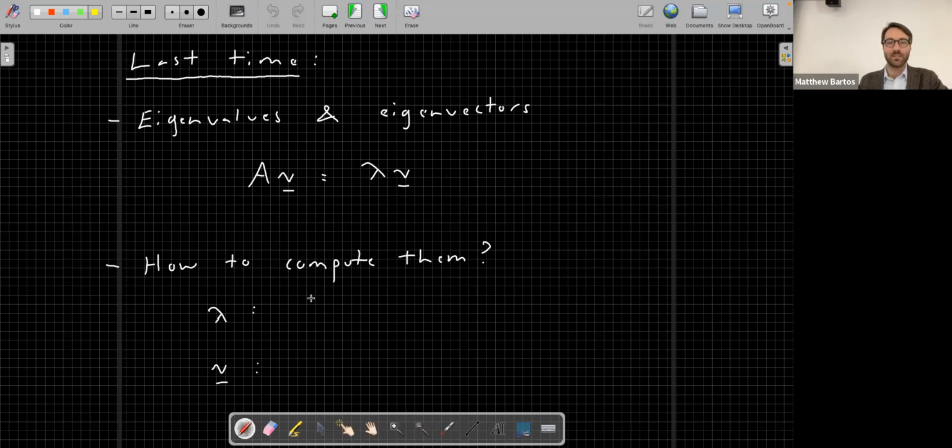Yeah, it was the characteristic equation. So we found that we could compute eigenvalues by taking the determinant of lambda I minus A and setting it equal to 0. Okay, and from this, finding the roots of this characteristic equation, we could determine the eigenvalues of our linear transformation. Okay, how did we find the eigenvectors?